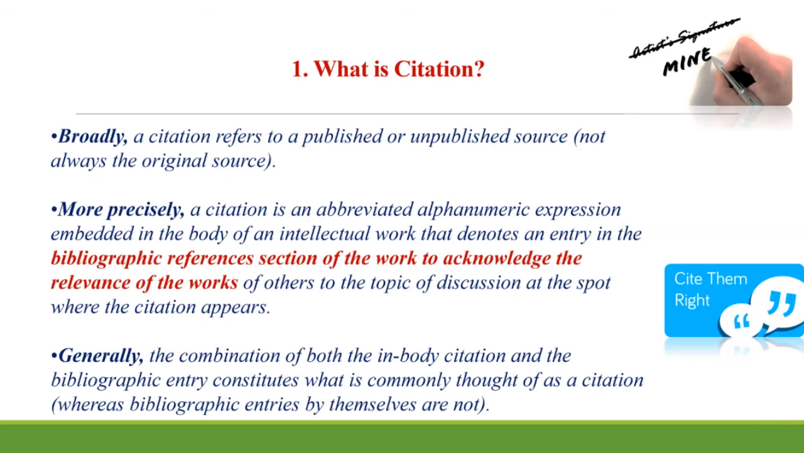Let us understand what is citation. Citation can refer to any published or unpublished material that supports a writer's claim. It does not always have to be the original work, but it should accurately reflect where the information was obtained. So, a citation is an alphanumeric reference. Can you provide any example for in-body citations, sir, in text?